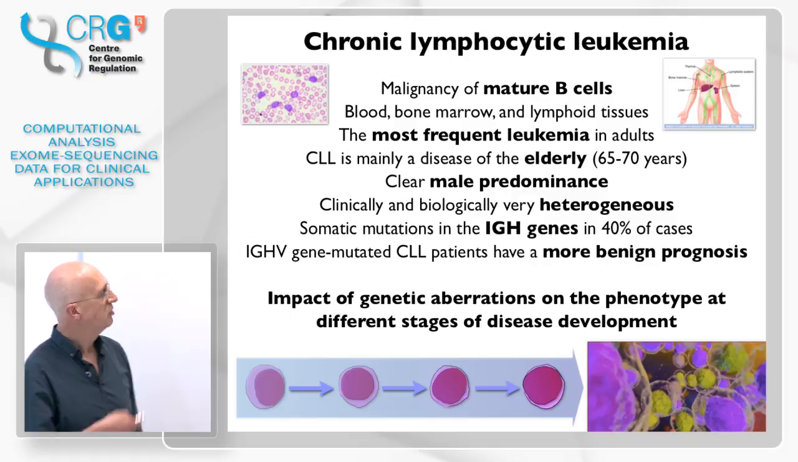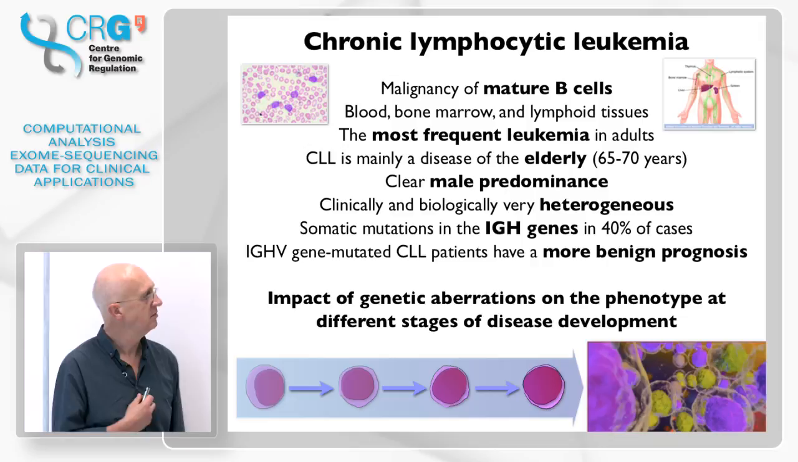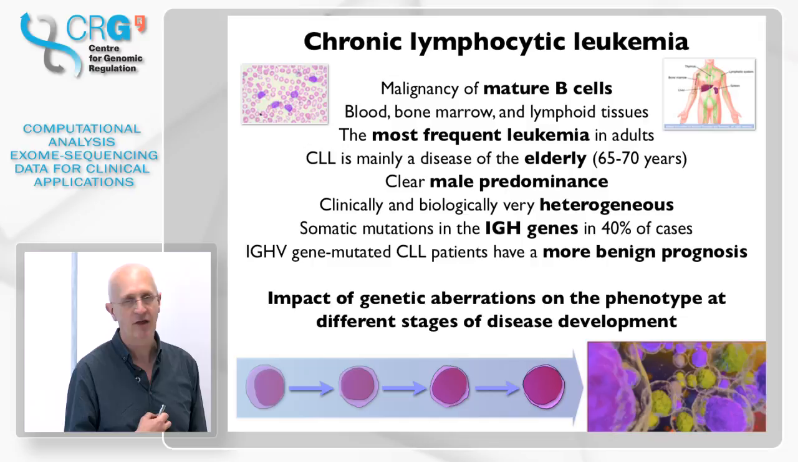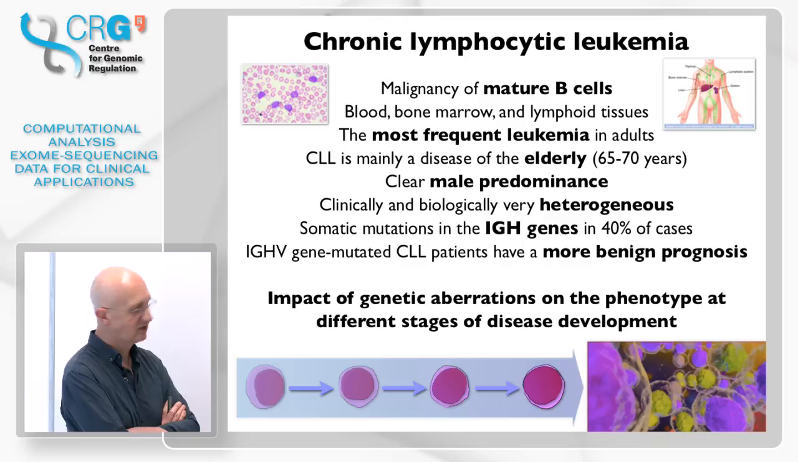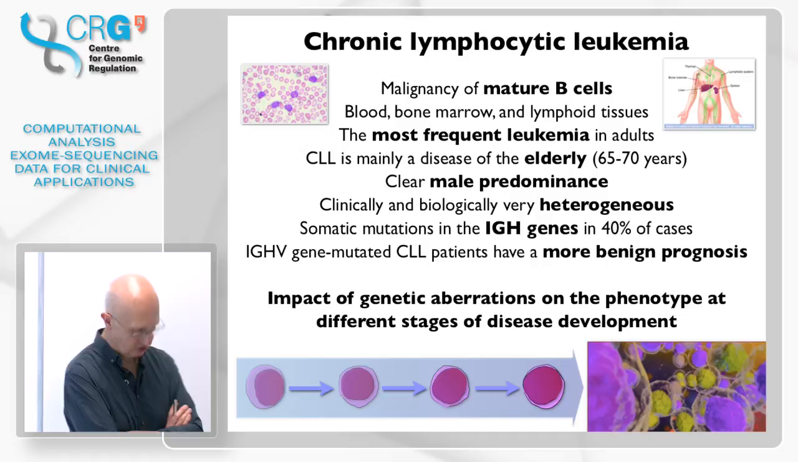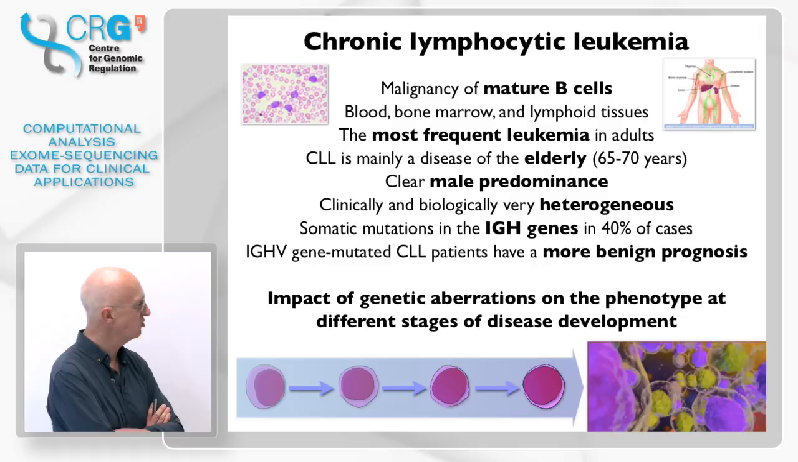So the third example is something totally different. In this case the type of cancer is chronic lymphocytic leukemia. This is a malignancy of the B cells. It's the most frequent leukemia in adults. In general, people start with this disorder at the age of 60, 70 years. It's more common in males, and it's clinically and biologically very heterogeneous. So there are some individuals that have mutations in the immunoglobulin genes, and those seem to have a better prognosis, and others do not have mutations in those genes.